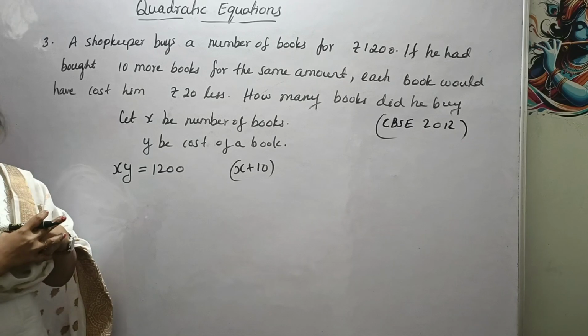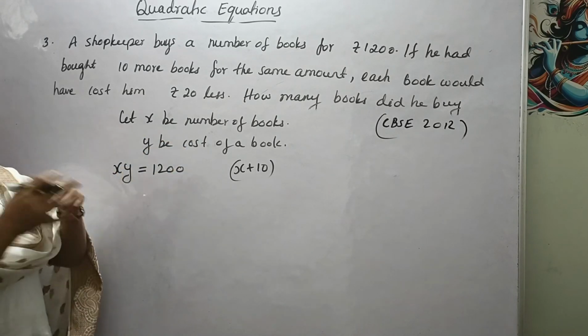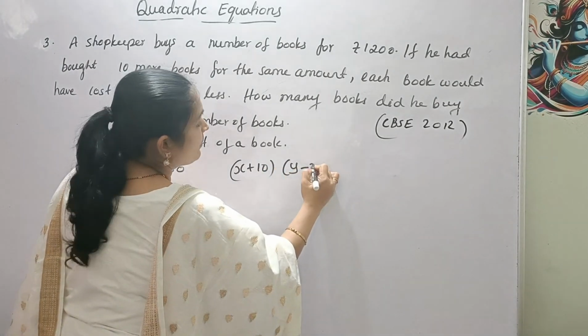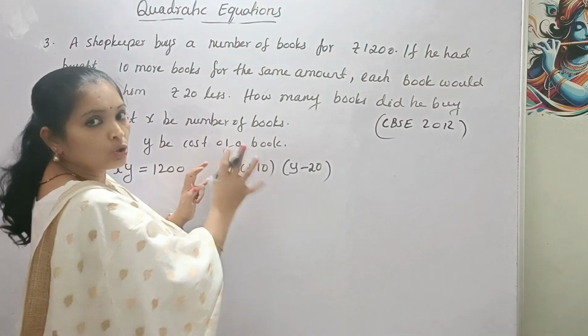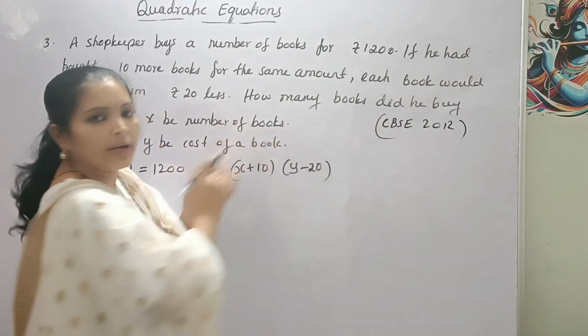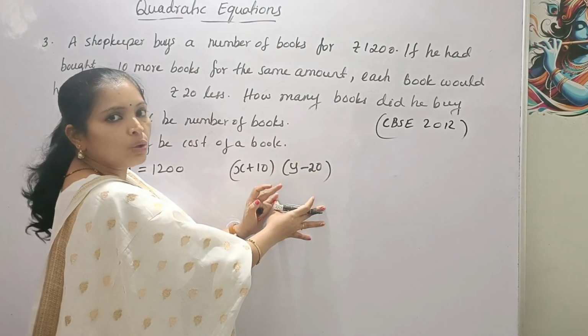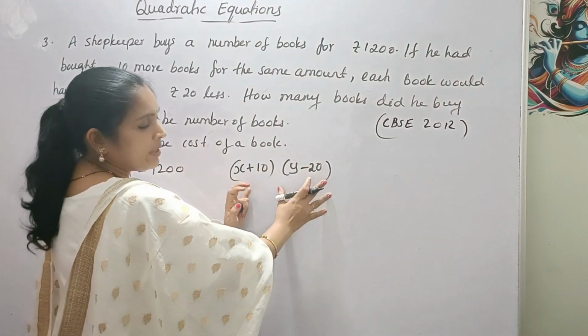Let y be the cost of a book initially. So 20 rupees less means y minus 20. So the total cost is x plus 10 into y minus 20. Right? X plus 10 is the number of books, into the cost of a book, y minus 20.